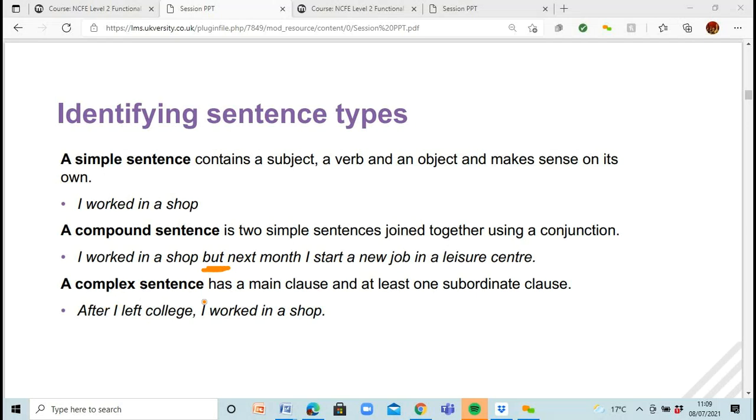Then you have a complex sentence. Now this has a main clause and at least one subordinate clause. Now if I just said, I worked in a shop, that'll make sense to you. That is the main clause. But the subordinate clause is where I'm giving you extra information. So you can either have this before the main clause or after or in the middle. It doesn't really matter. It's just giving you a lot more information. So the complex sentences, I left college. After I left college, I worked in a shop.